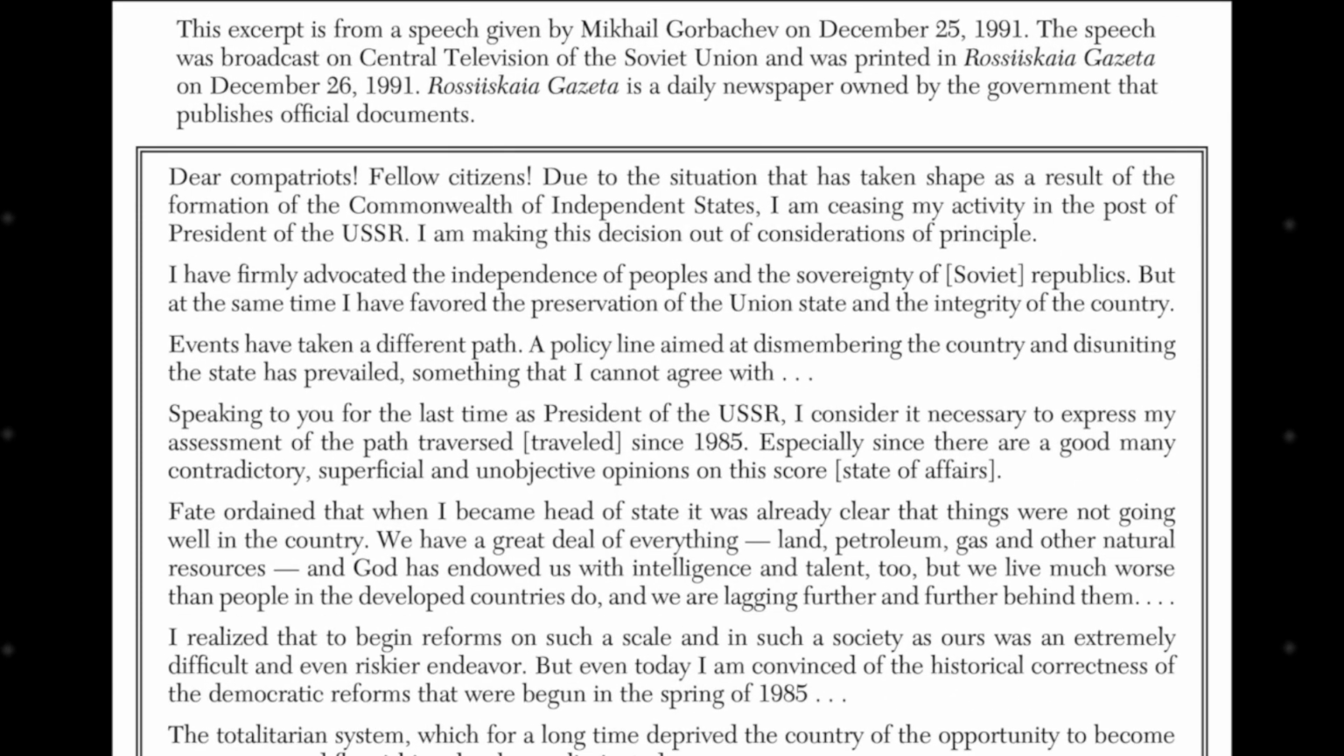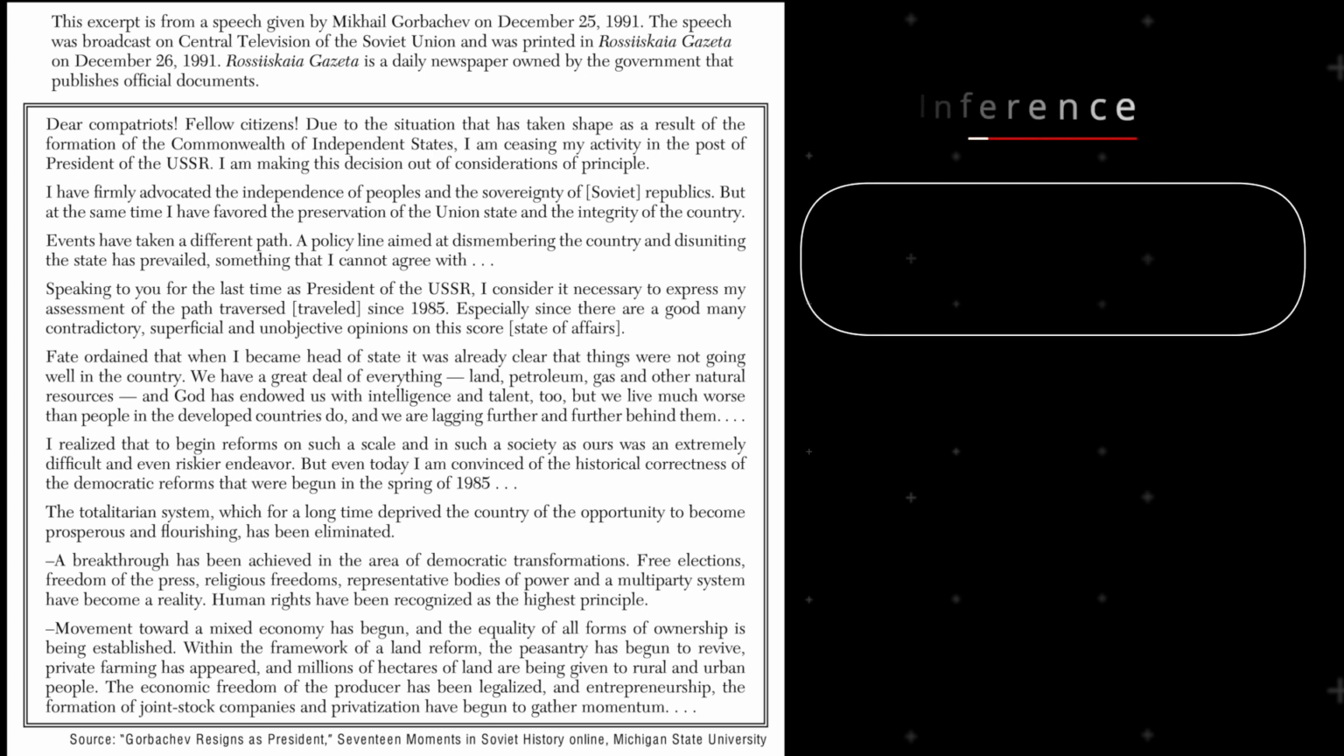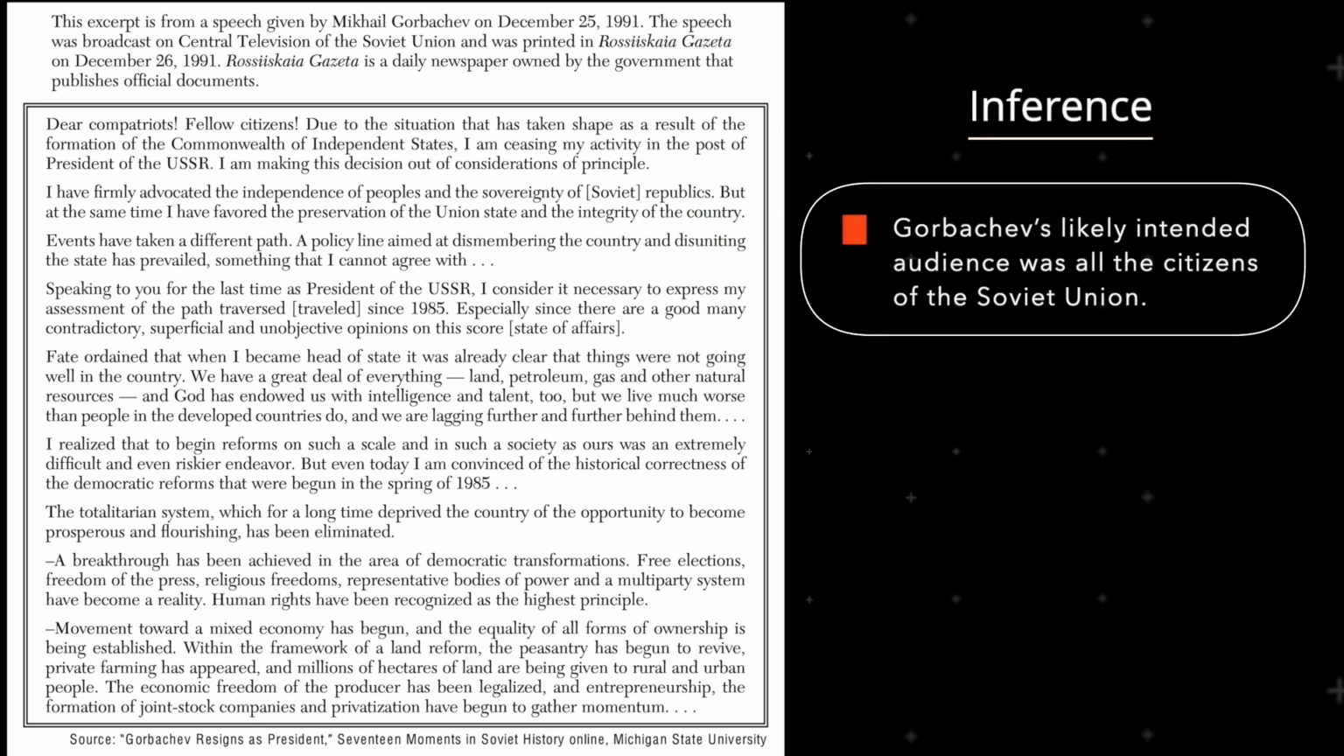In this case, we see that Gorbachev's speech was broadcast on Russian television and published in a Russian newspaper. Gorbachev also refers to his compatriots and fellow citizens in the beginning of the excerpt. Based on this evidence, I can infer that Gorbachev's intended audience was all the citizens of the Soviet Union.